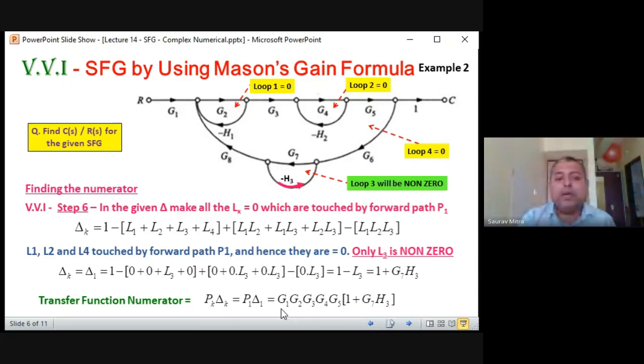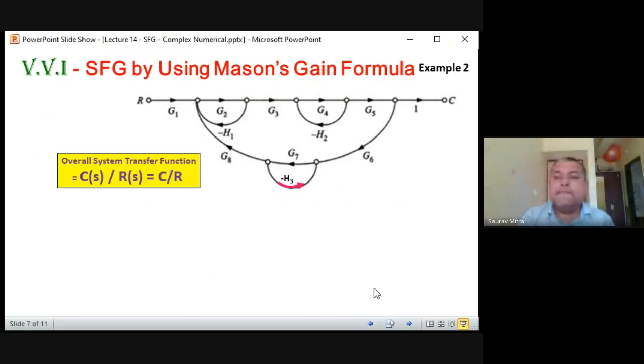So what will be the numerator? The numerator will be as given below. P1 delta 1 is equal to G1, G2, G3, G4, G5 multiplied by 1 plus G7H3. So the first part is P1 or Pk, the second part is delta 1 or delta k. Now let us see what the overall transfer function is. So now numerator and denominator, you cannot leave in terms of L.